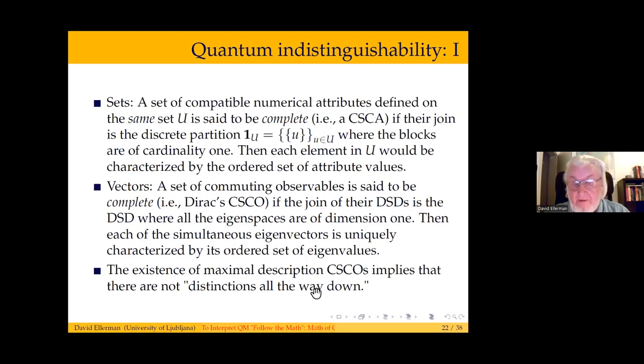So the very fact that this is a maximal description, that you can't further specify, implies that we're not dealing with distinctions all the way down. So this is a way to intuitively think about quantum level reality: it is not definite all the way down. It gets down to a certain point and that's it. And of course, that's probably related to Planck's constant. Whereas in the classical case, where Planck's constant is 0, it's definite all the way down.